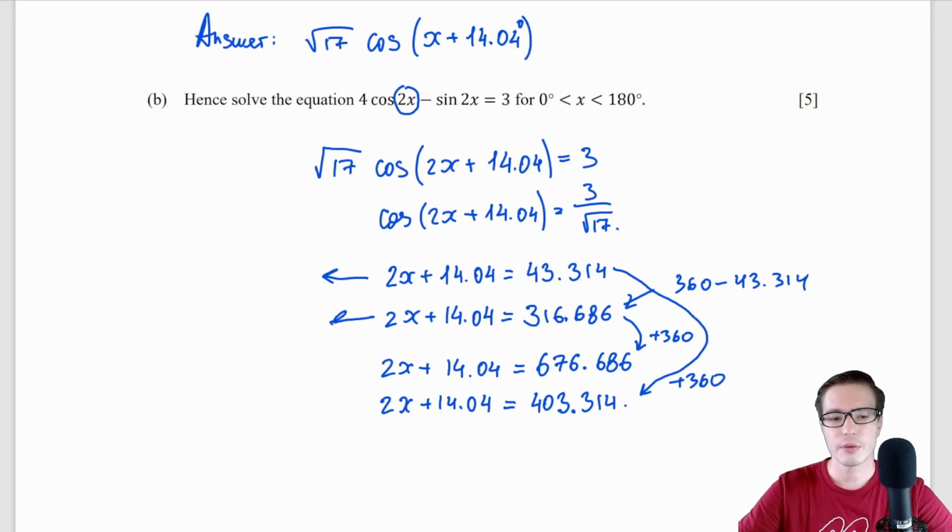And now we can solve each of the equations, basically minus 14.04 and then divided by 2.